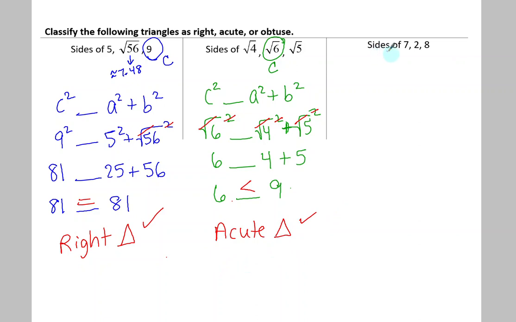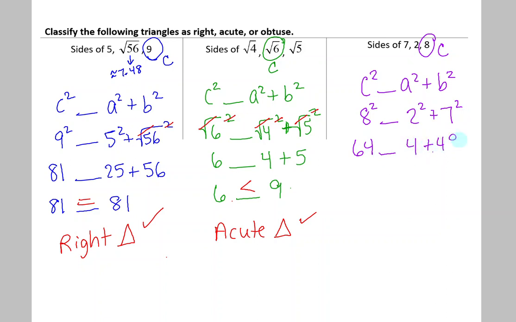One more. With sides of 7, 2, and 8, picking the largest number, 8 will be the C. C squared blank A squared plus B squared is how I start, and then I substitute 8 squared blank 2 squared plus 7 squared. So 64 blank 4 plus 49. And 4 plus 49 makes 53. 64 is greater than 53, so this is an obtuse triangle. Not a right triangle, an obtuse triangle.